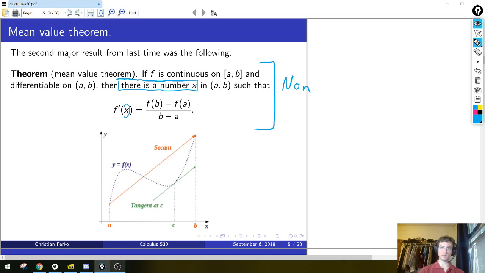It doesn't tell you how to find x. So all you know when you use this in a proof is that there exists some number x in the open interval (a, b) with the property that at that value of x, the slope of the tangent line is equal to the slope of the secant line between these two endpoints, right? So in the place I've drawn, x is this thing c. It just tells you that there's one.